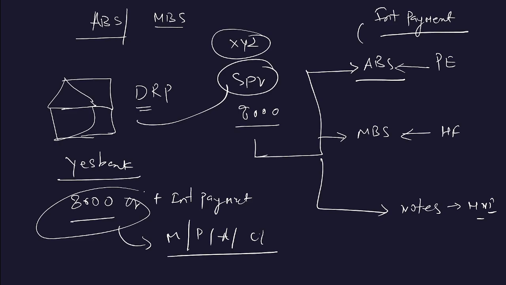Risky ABS offer high returns. Low-risk ABS or MBS offer low returns. That's how your mortgage-backed security process works. And here, the important part is that the bank will again receive 8,000 crore in new funds.